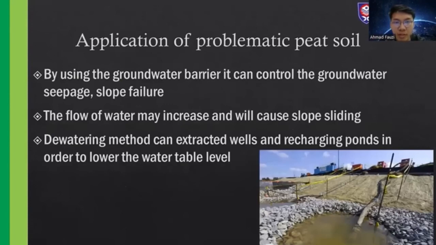The application for problematic peat soil. By using the groundwater barrier, it can control the groundwater seepage and slope failure. The flow of water may increase and will cause slope sliding during the excavations. And the last one, the dewatering method can use extraction wells and recharging ponds in order to lower the water table level, which is to remove and pump the water from the ground.